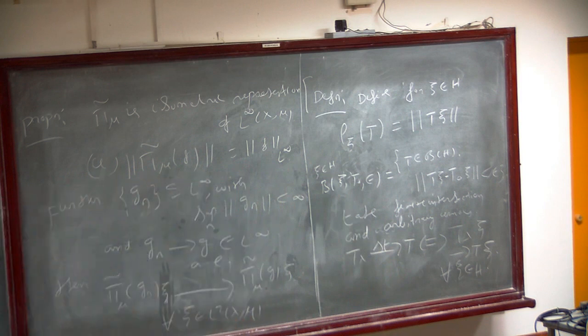So the claim is that pi mu tilde takes uniformly bounded almost everywhere convergence to strong convergence. See, almost everywhere convergence is not a nice convergence, not given by a metric or something. But still, this happens. So we will use a slightly weaker convergence called convergence in measure. But for that, I need to define it, so I will come to that.